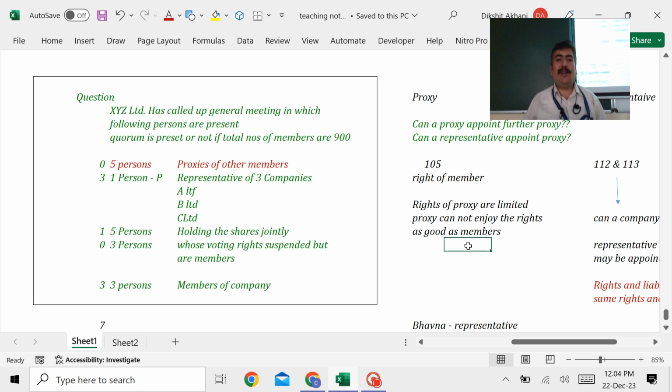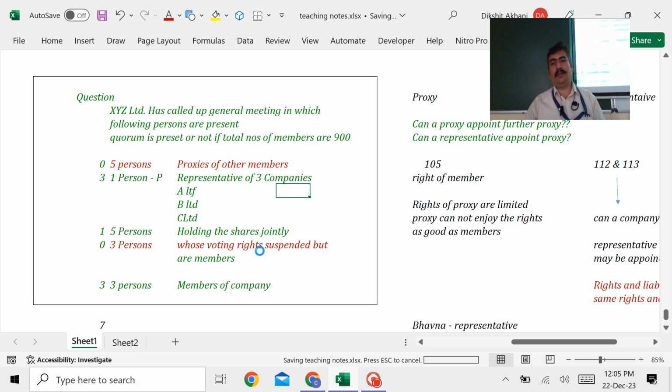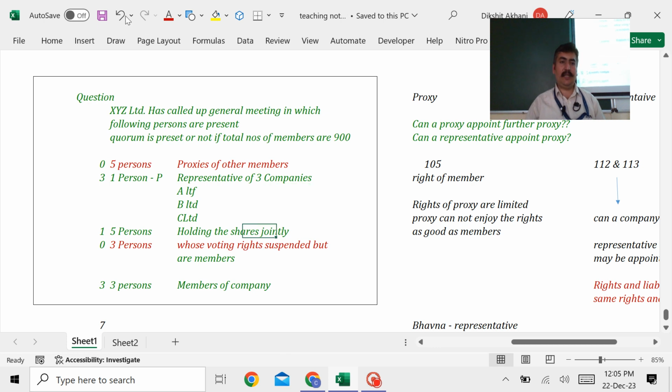But please try to understand that in order to solve just one simple question, we had to move through a lot of provisions. We had to understand proxy, we had to understand representative, we had to understand joint shareholding. Then and only then are you able to solve this question. Am I clear? Write it down once, beta.